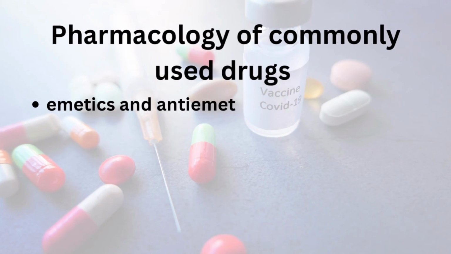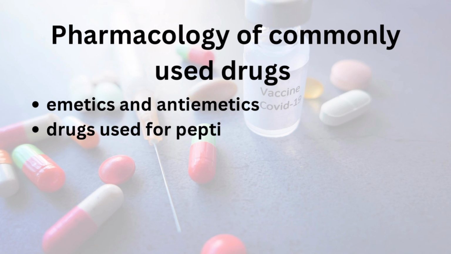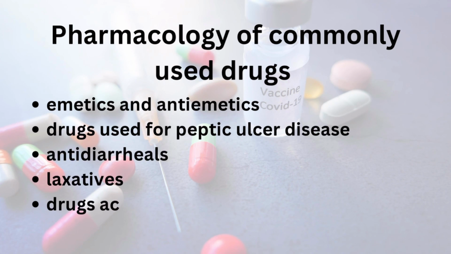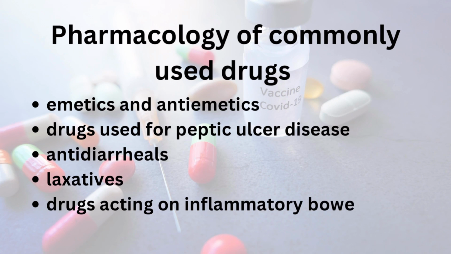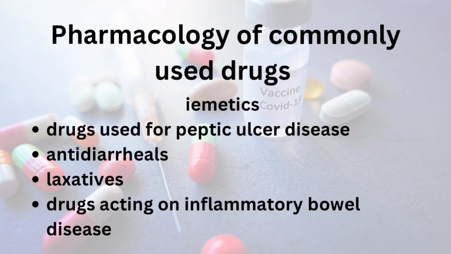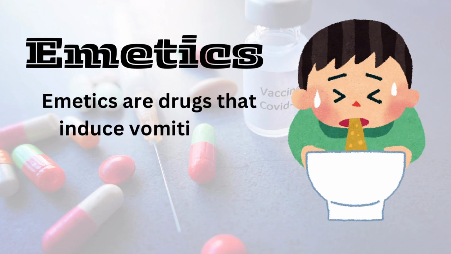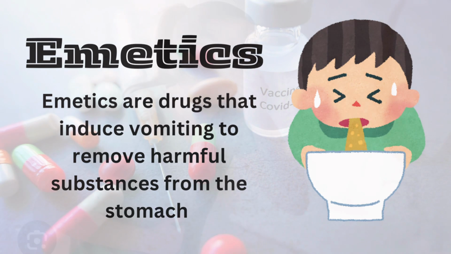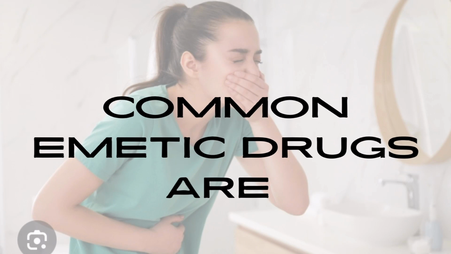The pharmacology of commonly used drugs includes emetics and antiemetics, drugs used for peptic ulcer disease, laxatives, and drugs acting on inflammatory bowel disease. So, first we have emetic drugs. Emetics are drugs that induce vomiting to remove harmful substances from the stomach. Now, we have common emetic drugs.